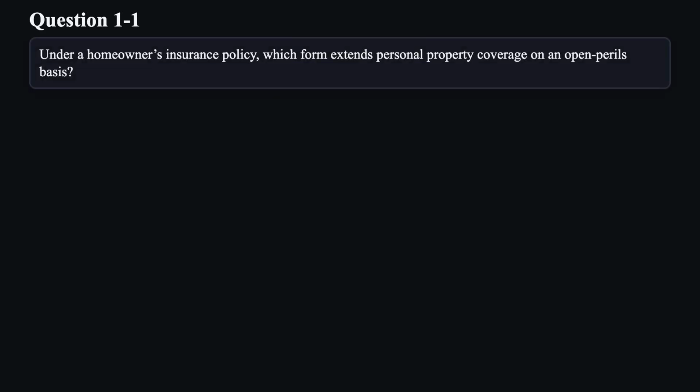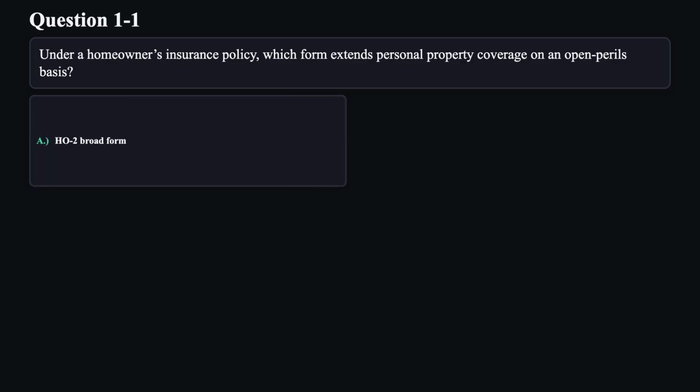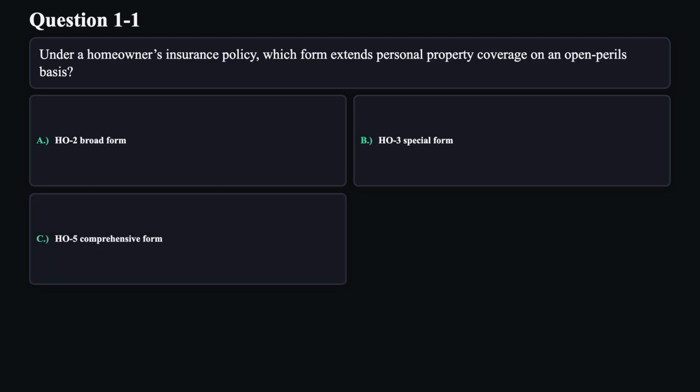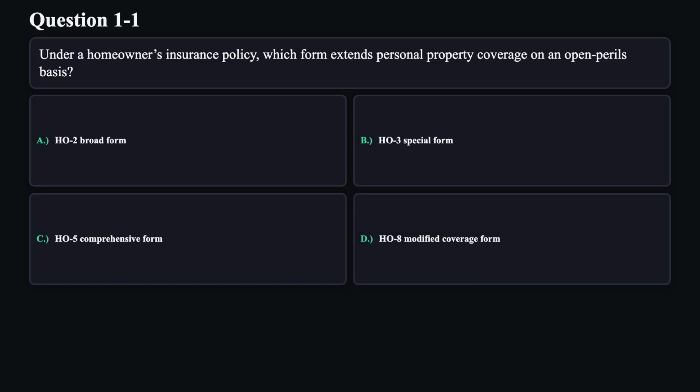Under a homeowner's insurance policy, which form extends personal property coverage on an open perils basis? A. HO2 broad form. B. HO3 special form. C. HO5 comprehensive form. D. HO8 modified coverage form.